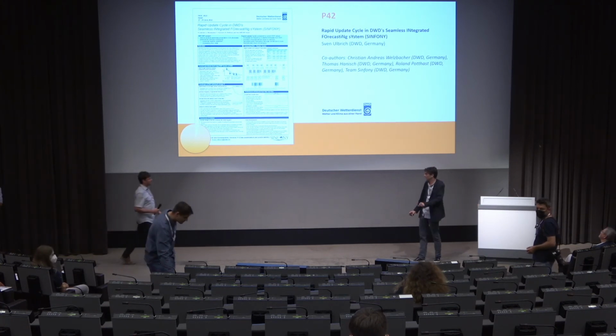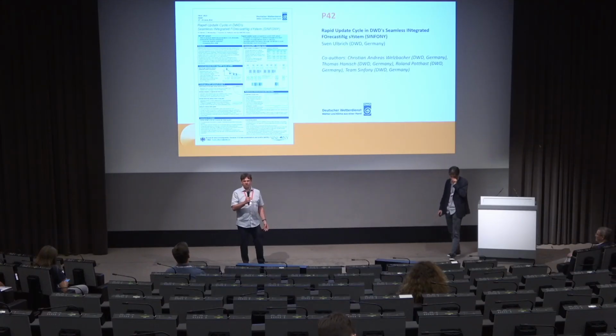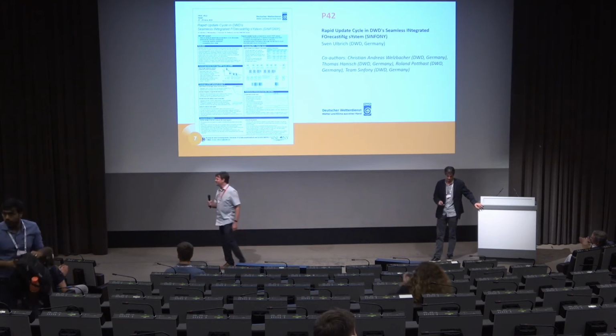Sven, rapid update cycles. Yes. Hello, I'm Sven Ulbrich. I'm working at the German Weather Service within the Symphony project. We want to produce more frequent and faster available short-term numerical weather forecasts. In addition to that, we also want to improve the precipitation prediction using additional observation data and changing a microphysics scheme. If you are interested in how we do that, feel free to come tomorrow morning to my poster. Thank you.